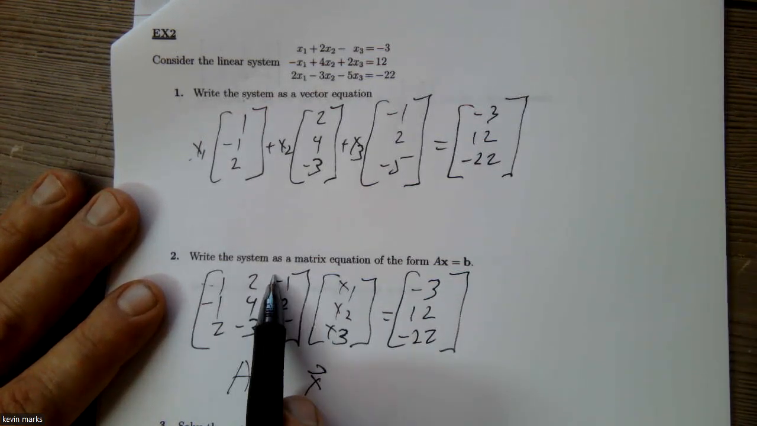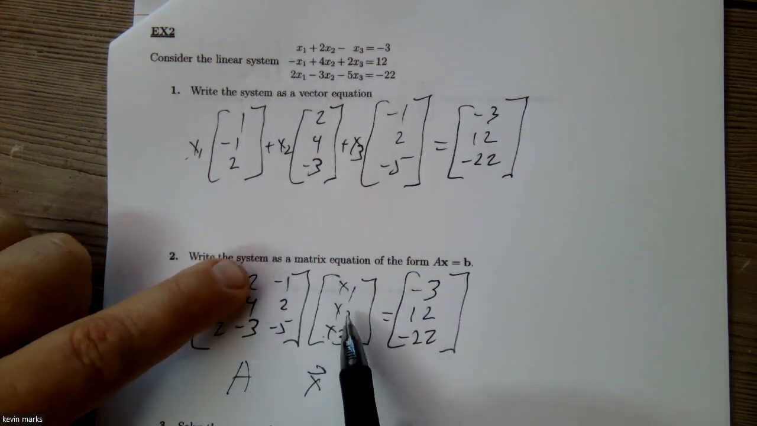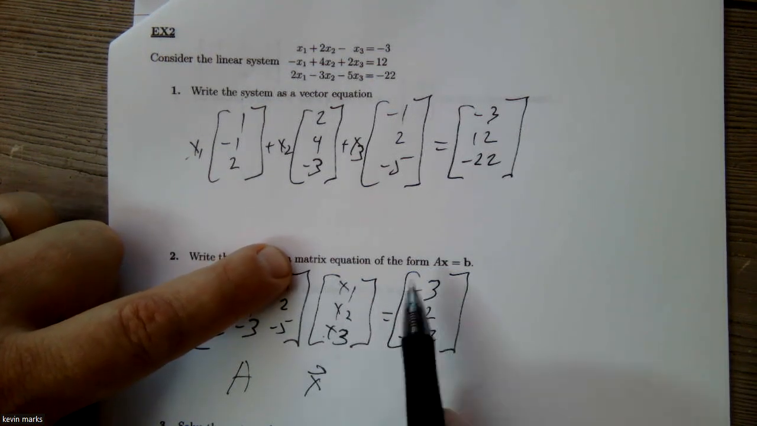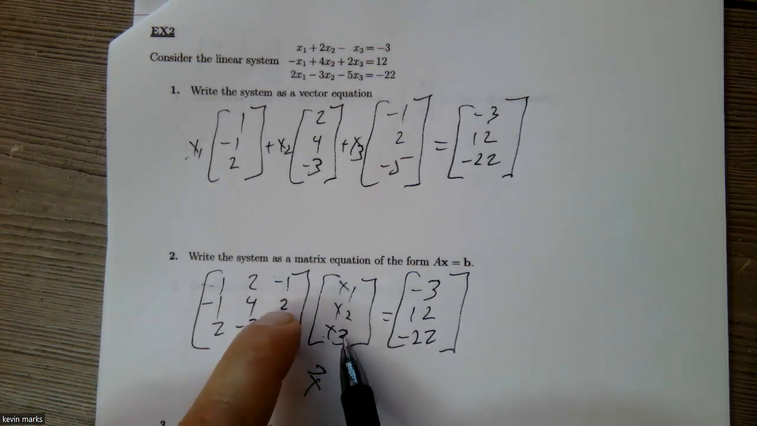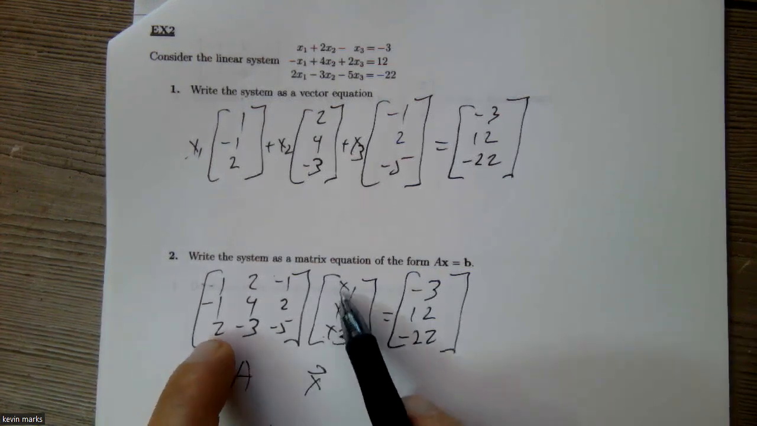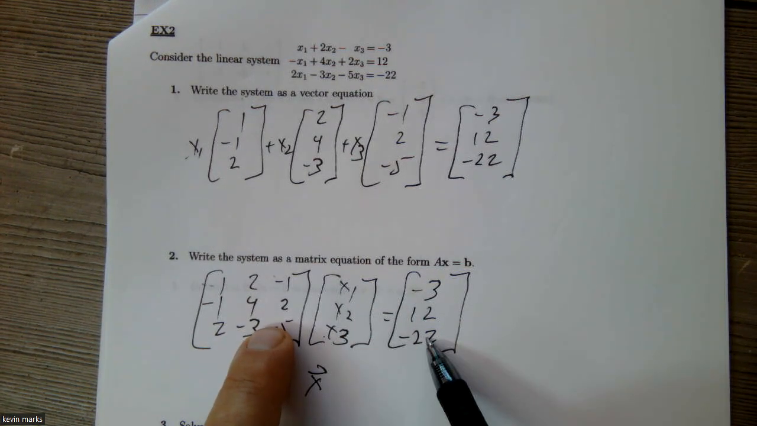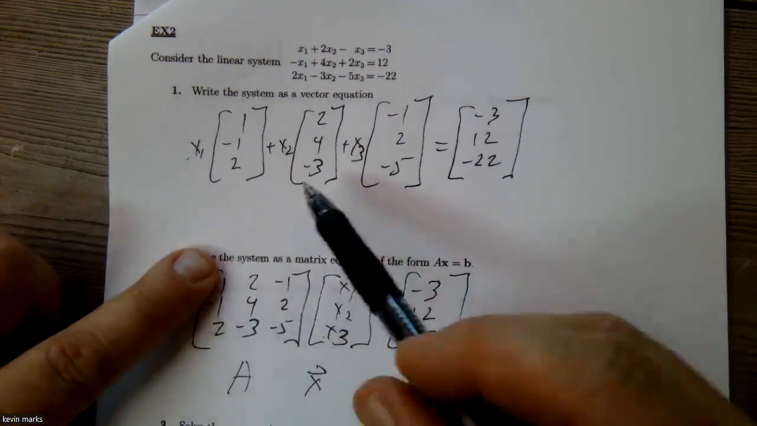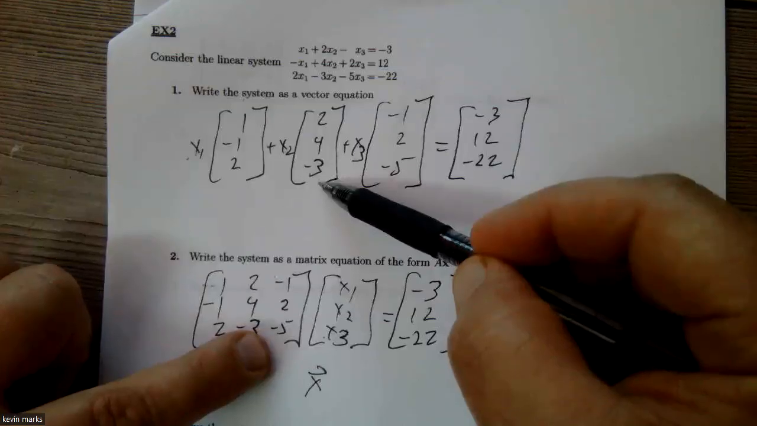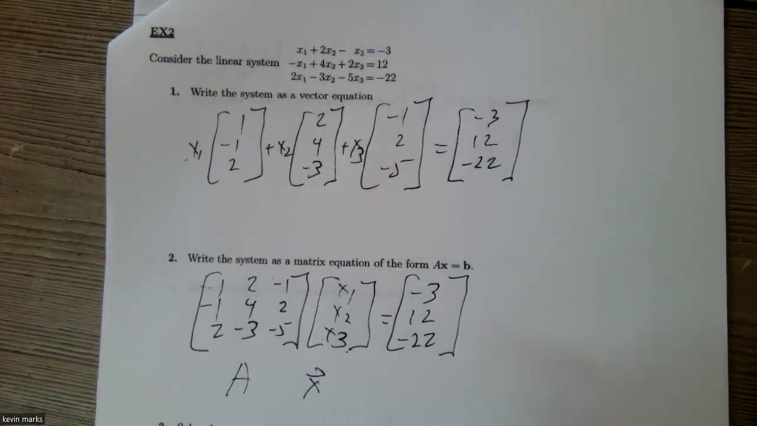But again, you can see that row by column idea, right? So there's your x1, 2x2 minus x3 equals -3. Then -1x1 plus 4x2 plus 2x3 equals 12. And then 2x1 minus 3x2 minus 5x3 equals -22, right? Or it's basically, again, like I was saying, column, column, column using x1, x2, and x3 as your weights. Okay.